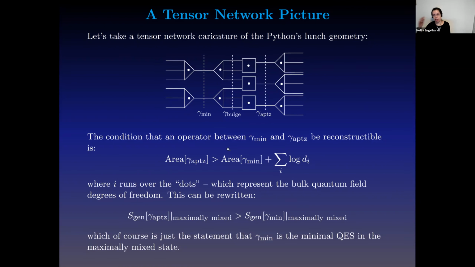So the statement, and again, this is only if it's instructive for those who prefer to think in terms of tensor networks, is that to make sure that we can reconstruct an operator between gamma min and gamma, it's a statement that this generalized entropy in the maximally mixed state is larger than this generalized entropy in the maximally mixed state, which essentially just boils down to taking a sum over all of these bulk legs. That's what the maximally mixed state is, log the dimension of the Hilbert space. Yeah. Okay.